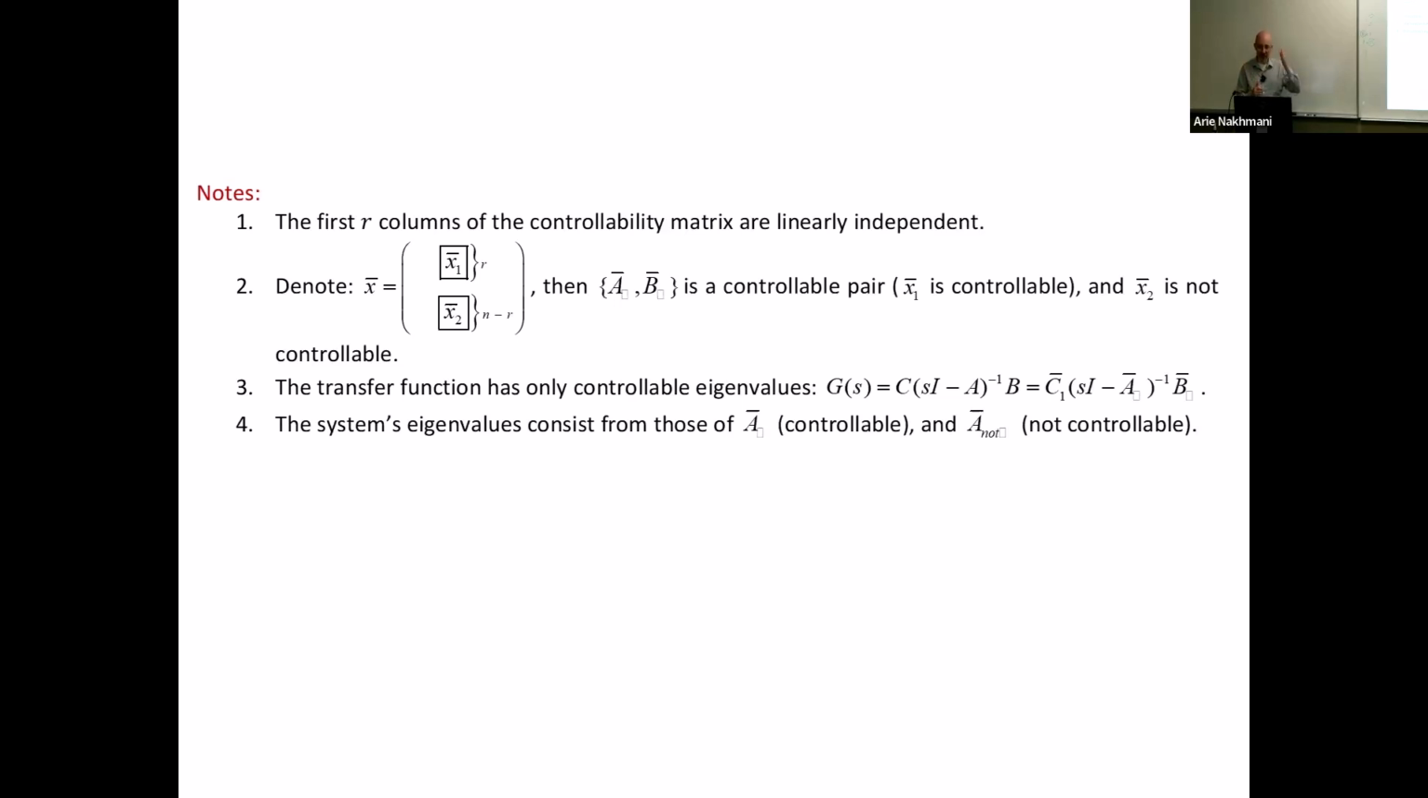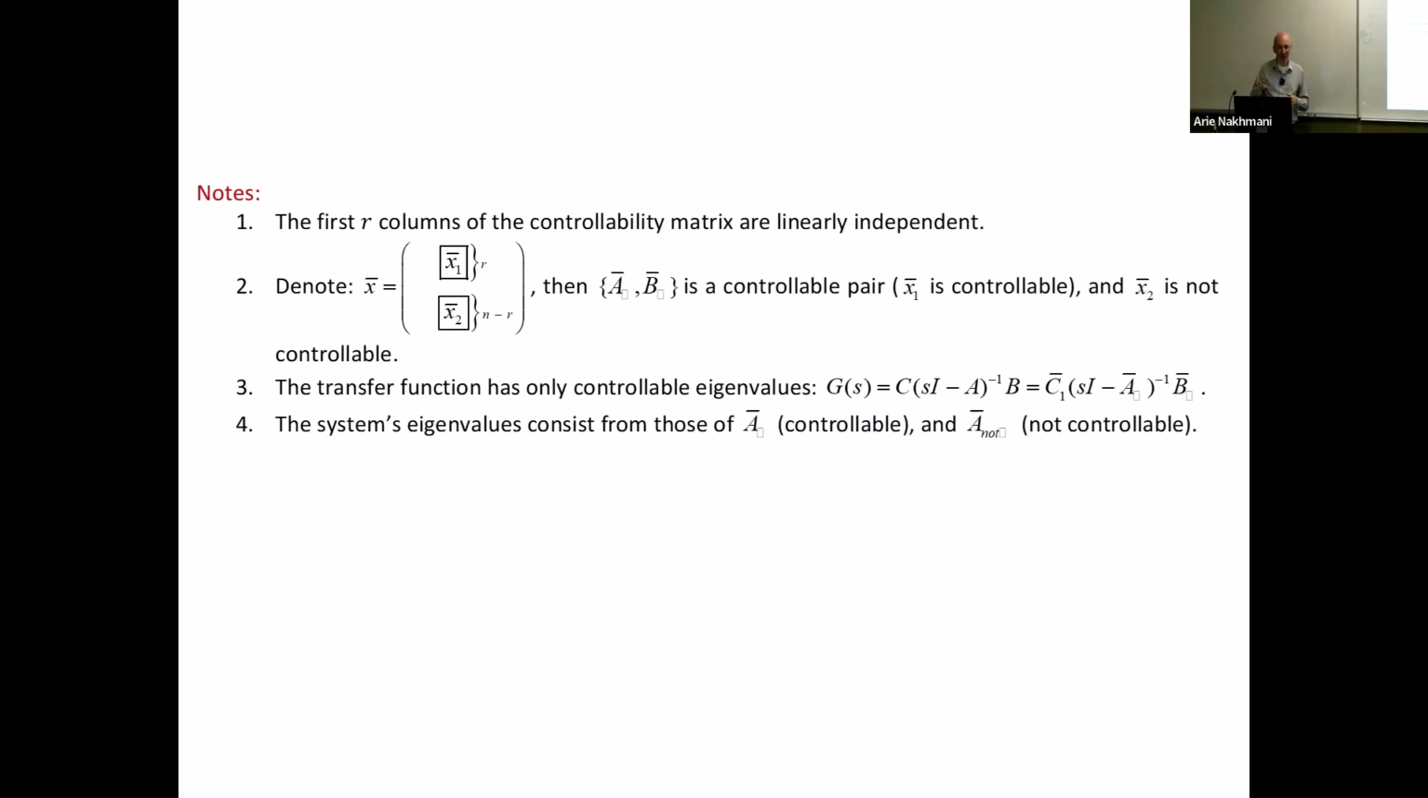All of this like B, AB, A squared B, A cubed B. Like if your rank is R, specifically the first R will be independent. The rest will be dependent on the previous ones, okay? Because the more times you multiply by the A matrix from the left, the more dependent it becomes in a way, okay? I'm not proving it right now, but it's just waving my hands.